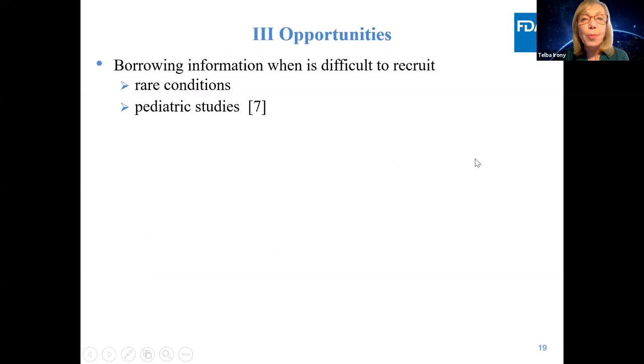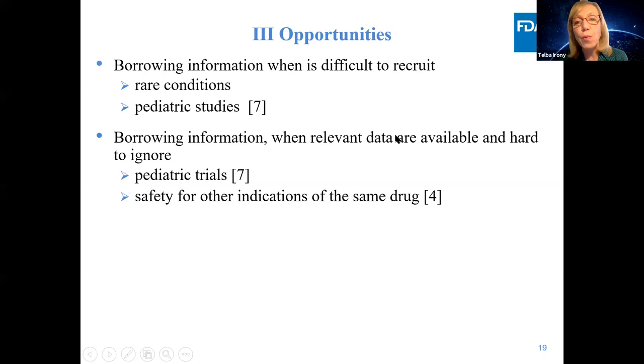Opportunities: borrowing information when it's difficult to recruit, for rare conditions or for pediatric studies, and borrowing information when relevant data are available and hard to ignore. And that's often the case in pediatric trials, but also when you're considering safety for a drug or a device that's being used for a different indication. So you already have a lot of safety information. The only thing you need to accrue is new effectiveness information.